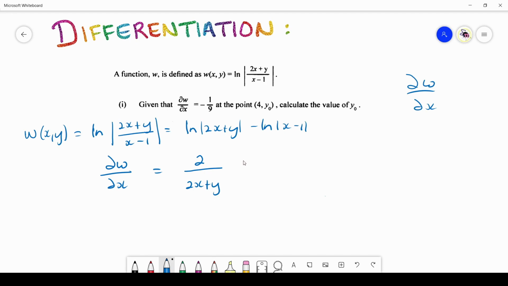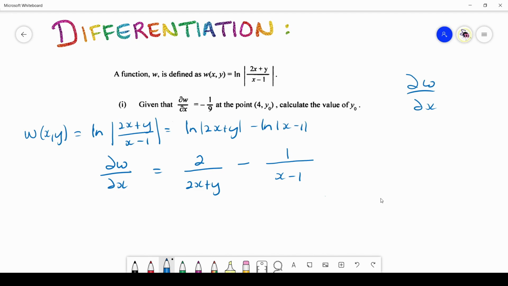Okay, cool. And then moving on there as well, we have for the second part, x minus 1 on the bottom. Now, all our variables here are differentiable with respect to x. So the differential of x minus 1 is simply 1. And that's it. You're pretty much done differentiating there.